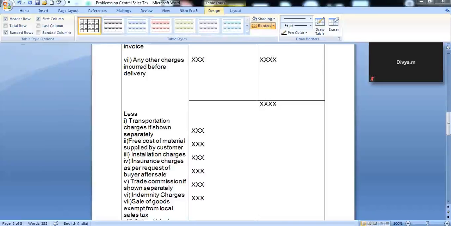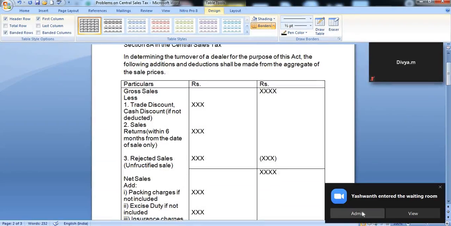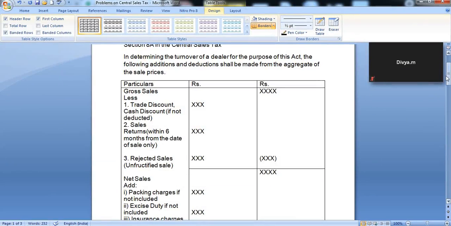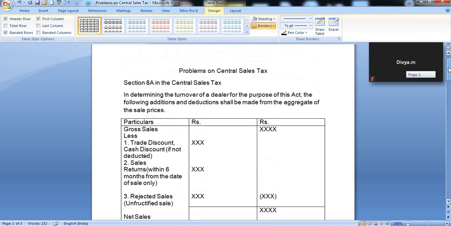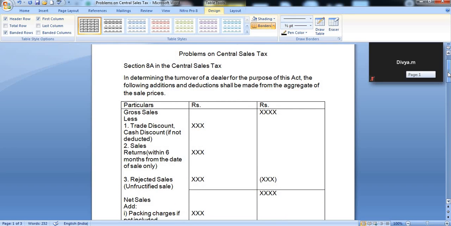I'll solve the first, I'll go through the format, then I'll explain, and then we'll solve the problems. Because in the last class you had some problem understanding while we were solving problems. Okay, so first we take the gross sales. Gross sales means whatever sales figure is given to you in the question, that you take.